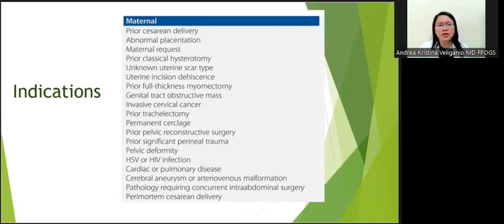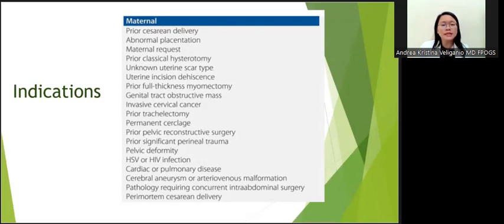Okay, you do cesarean section for a classical hysterotomy. The patient had a previous history of uterine rupture and the uterus was repaired. Then on the next delivery, it should be via cesarean section. Unknown previous incision, you don't know if it is a classical, whether your patient had a previous uterine surgery, myomectomy. Especially if your patient had a myomectomy, they cannot go into labor, and so you have to do cesarean section.